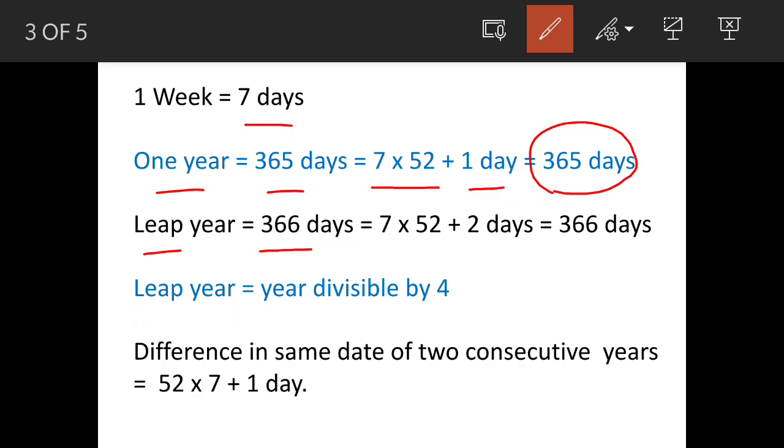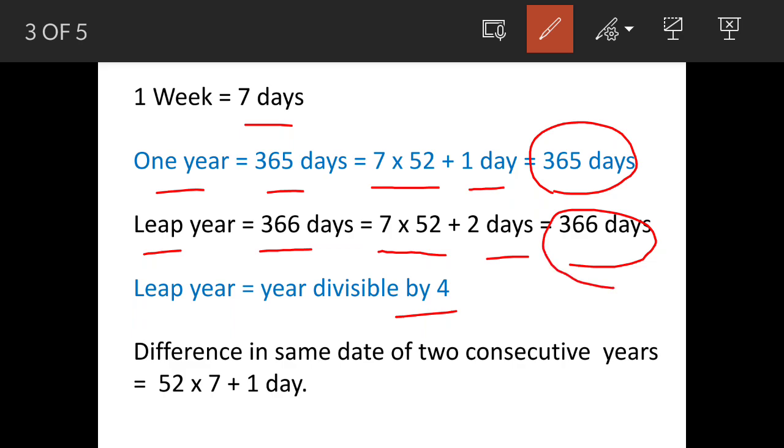366 days, and this leap year appears actually after every 4 years, and it is a year divisible by 4. So leap years have 1 day extra, so 52 into 7 weeks plus 2 days, 366 days are there in a leap year.